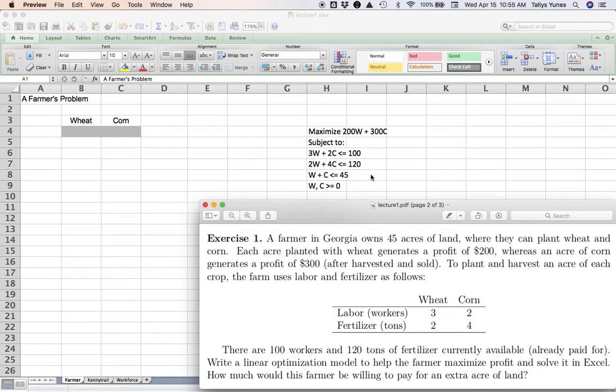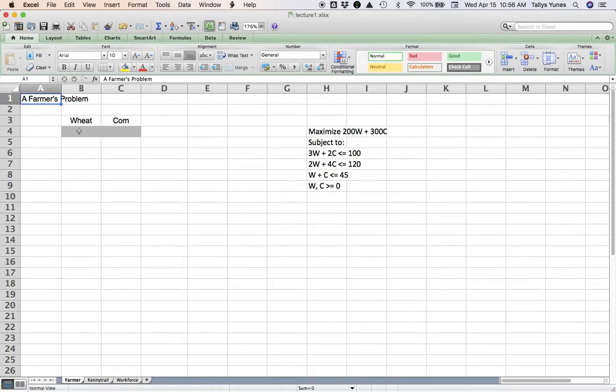In every Excel model, you're going to need to replicate all the components of the math model in the sheet. That means every variable has to be represented, every constraint has to be represented, and the objective has to be represented. So for every variable in your math model, you need a cell in Excel that will play the role of that variable. It's an unknown number that you want Solver to find for you. So I'm going to use cell B4 to represent the wheat variable, the W variable, and cell C4 to represent the C variable, corn. And I'm painting them gray to highlight them, that they're special.